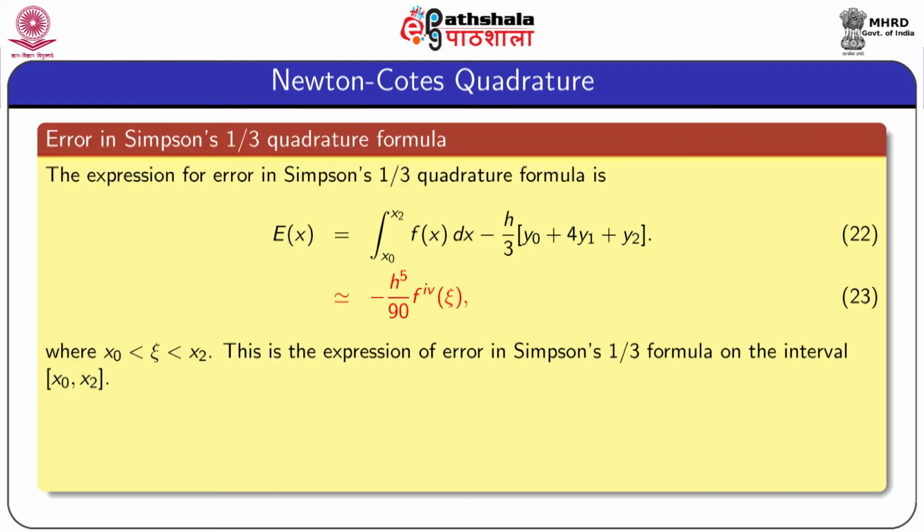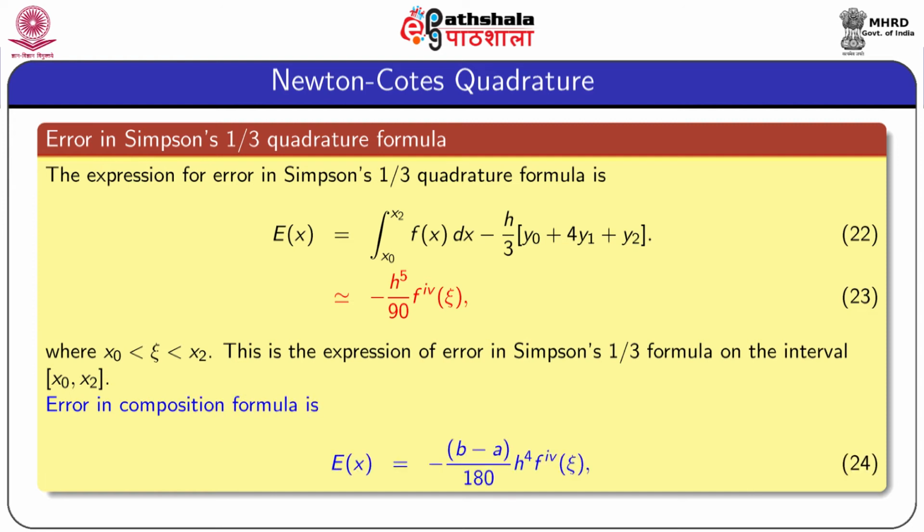The expression for error in Simpson 1/3 formula is calculated below. Ex equal to the difference between the exact value of the integration and the approximate value obtained by Simpson 1/3 formula. After simplification, that means after expansion by Taylor series, we obtain the error Ex equal to minus h to the power 5 by 90 times the fourth derivative of f at xi. That means equation 23 gives the error in the basic Simpson 1/3 formula, where xi lies between x0 and x2. And for the composite Simpson 1/3 formula, the expression of error is given by equation number 24.